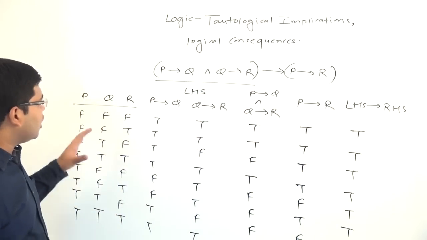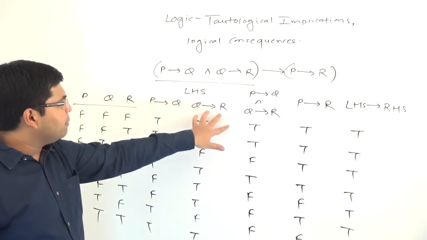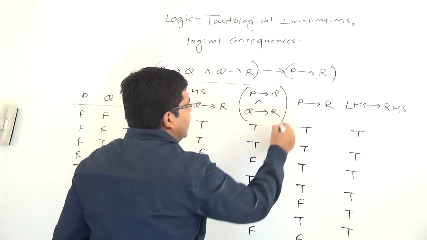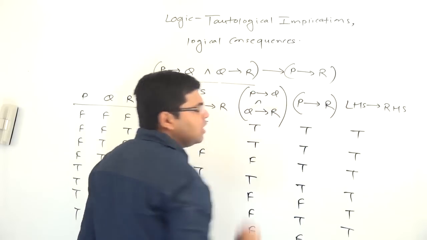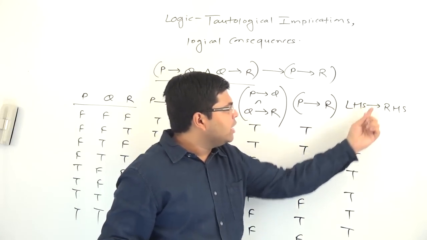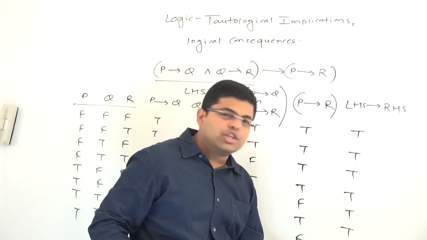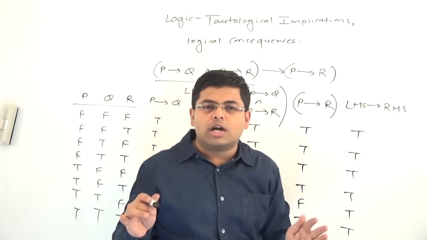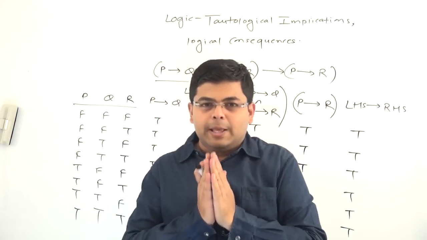Again, you can observe here what I have done. P implies Q, Q implies R, finally P implies Q and Q implies R. Now this is our left hand side, P implies R is the right hand side, and our final formula is left hand side implies right hand side, whose value is always true. The implication is a tautology, and such an implication will be called a tautological implication.